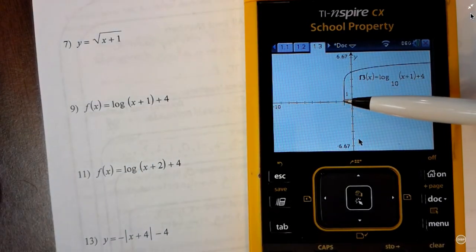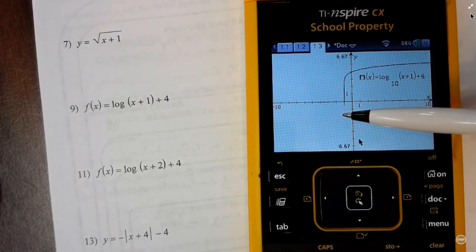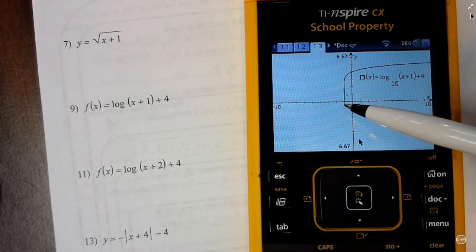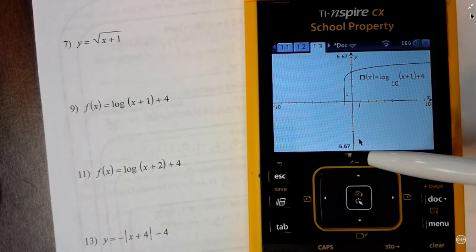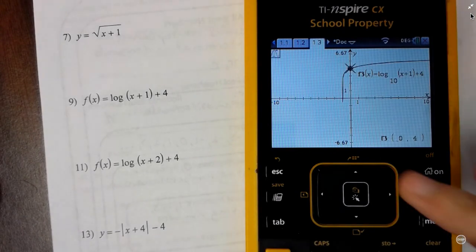Now, this does keep going down forever. The calculator stops because the calculator only has so many decimal places, and at some point it just can't do the calculations anymore. So in a calculator, you're going to see a log stop, but just know that it keeps going down. So I'm pulling up trace again so I can see.